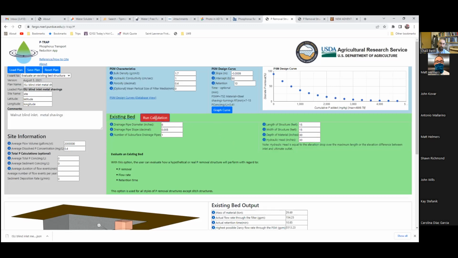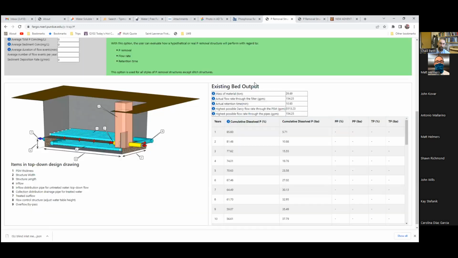Everything we need is here, so we'll click go, and what you have is output down here. Again, this is for one that's already existing. Theoretically, we have nearly 30 tons of media in this structure, and the peak flow rate that it can handle is around 154 gallons per minute. At that peak flow rate, it will have a contact time, a retention time, of nearly 11 minutes.